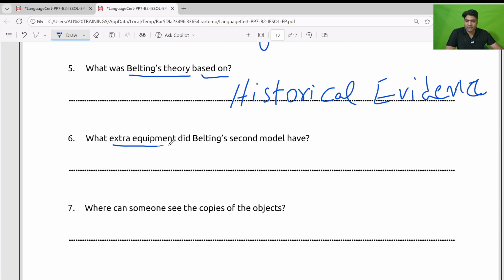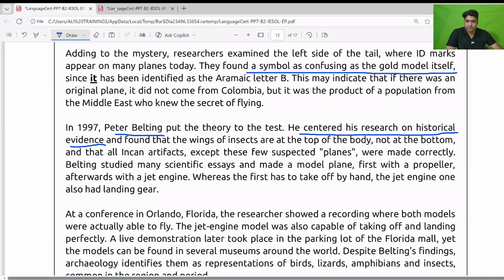Our next question is, what extra equipment did Belting's second model have? Belting made some models and one has extra equipment. So we need to read it from here. And fourth, the wings of the insects are on top of the body, not at the bottom. And all Incan artifacts except these few suspected planes were made correctly. Belting studied many scientific essays and made a model plane.